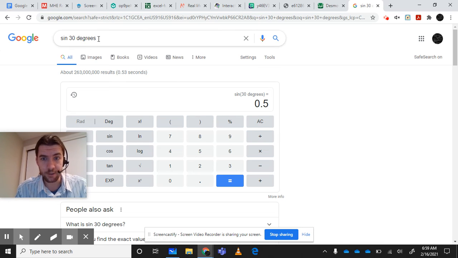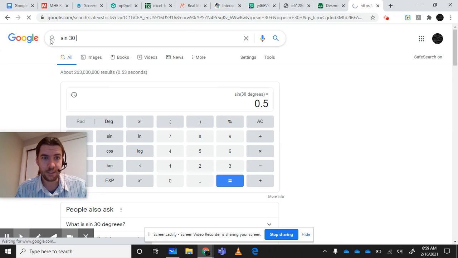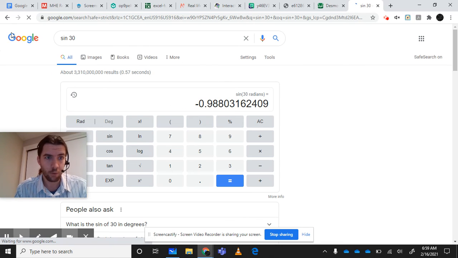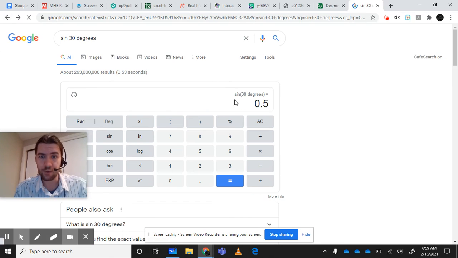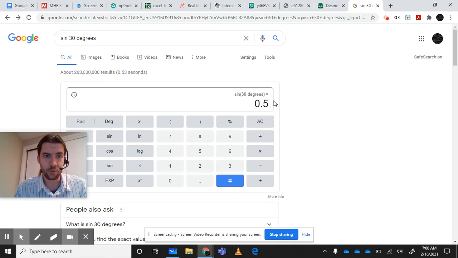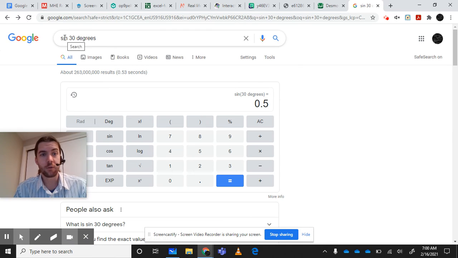So you want to make sure you type in degrees, or else they might give you a wrong answer. When you just type it in, the calculator will typically think you're talking about radians. There are reasons you'll learn next year why that's a more useful number system to work with. But for now, we want degrees, so we'll type that in. Okay, so it says the sine of 30 degrees is 0.5.